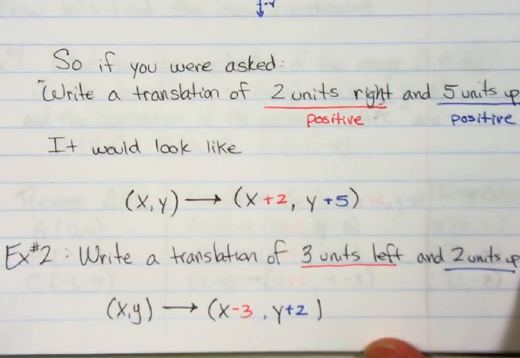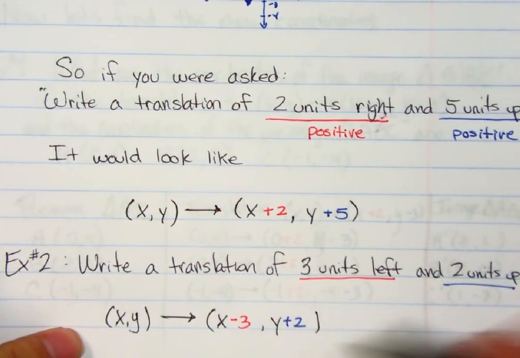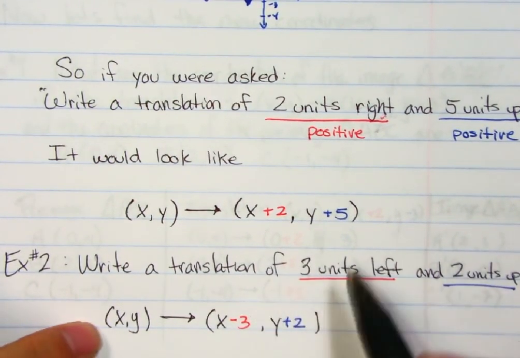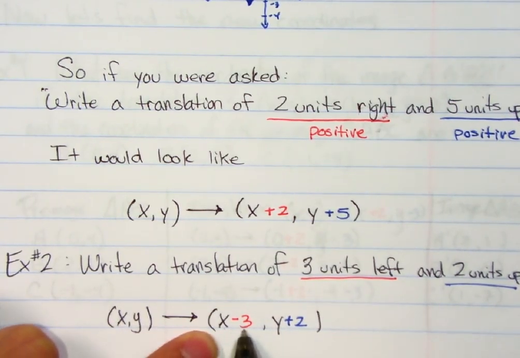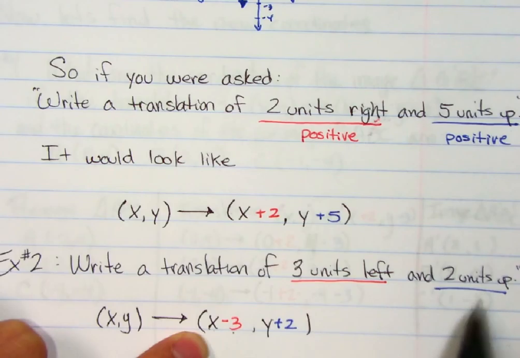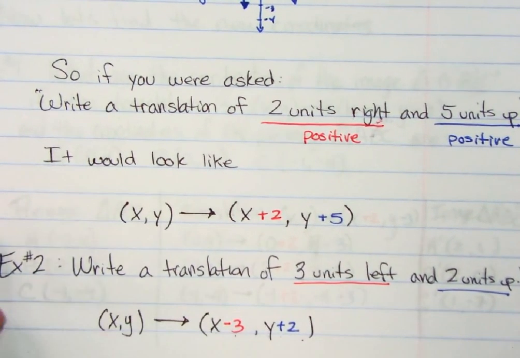Let's try another example. Take a look at this one. I want to go 3 units left. Left means I'm going in the negative direction with the x. So I write this part and I go x minus 3. If I want to go 2 units up, again, up is positive for the y, so I go y plus 2. That's the translation notation.